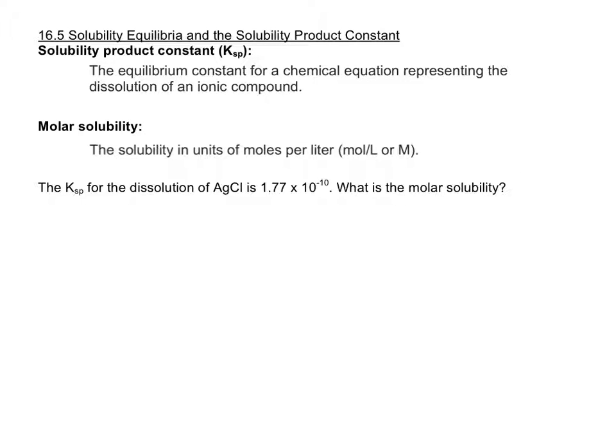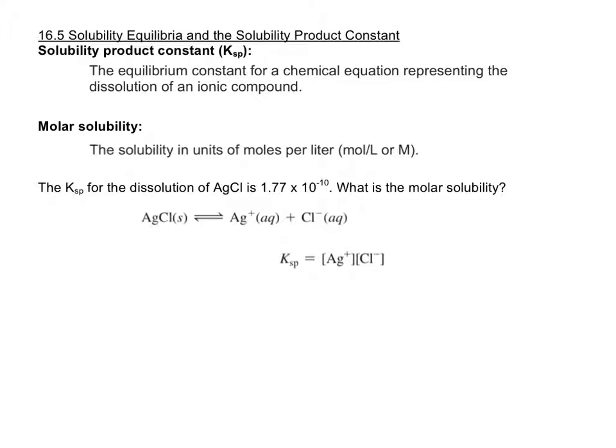Okay, so first let's write out the equation. So AgCl, which is a solid, breaks down into Ag plus, which is aqueous, and chloride, Cl minus, which is aqueous. And the KSP for this equation is 1.77 times 10 to the minus 10th. So if we write that out, the KSP for this reaction is going to be equal to the concentration of silver times the concentration of chloride. And that's because those are our 2 products, and we don't have any reactant in our equation because it's a solid. And remember, solids do not go in our equilibrium expression.